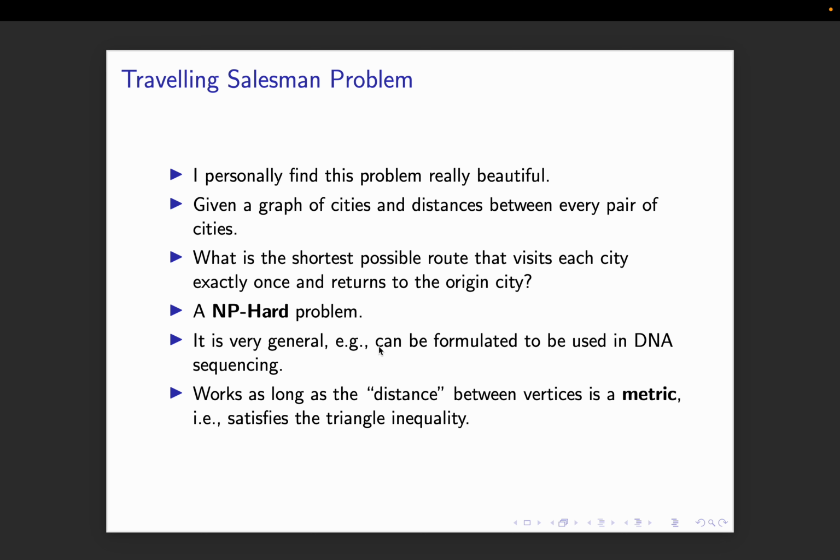It is very general actually and can even be used for DNA sequencing. It works as long as the distance between vertices is a metric, that is, it's symmetric, like A to B and B to A is the same, and satisfies the triangle inequality. That is, A to B plus B to C is always greater than or equal to the distance from A to C. So that's called the metric traveling salesman problem.